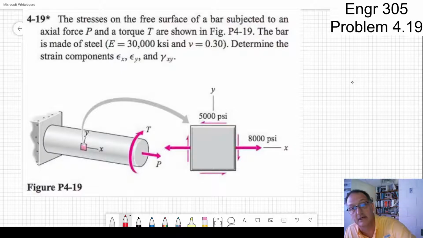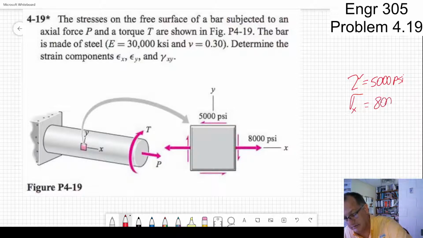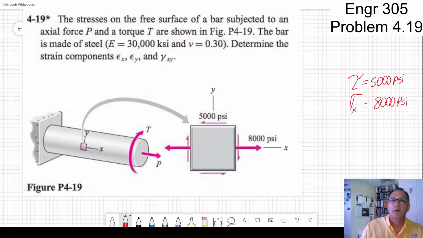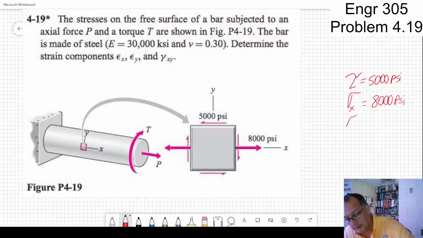I'm just going to write that down. Shear is equal to 5,000 psi, and my normal in the x is equal to 8,000 psi. The bar is made of steel, so I know my Young's modulus and Poisson's ratio. Let's just keep writing.